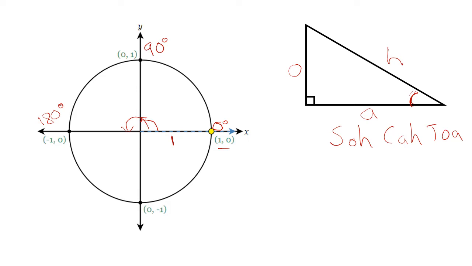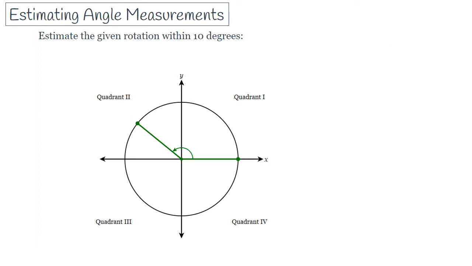We go all the way down to the negative y-axis. This would be 270 degrees. And then if we go all the way around the circle, back to where we started, we get back to 360. All right, and so what we're going to start with is just simply thinking about where those angles are on a unit circle. Okay, so here we go. First example. This is for estimating angle measurements. They're going to give you an angle, and you have to figure out the rotation within 10 degrees. Okay, so you're not going to be exact, but you need to be within 10 degrees.